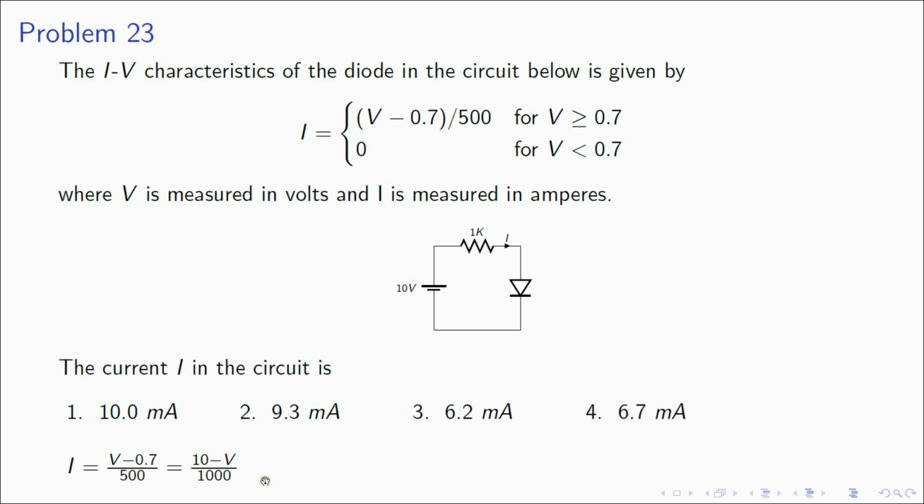So from there you get V equal to 3.8, and then you can just plug it back in here to get the current. So the current is (10 minus 3.8) by 1000, so this is 6.2, so it is 6.2 milliamps. So this option 3 is the right one.